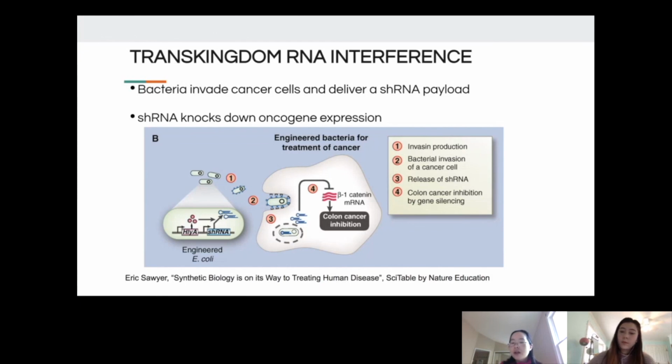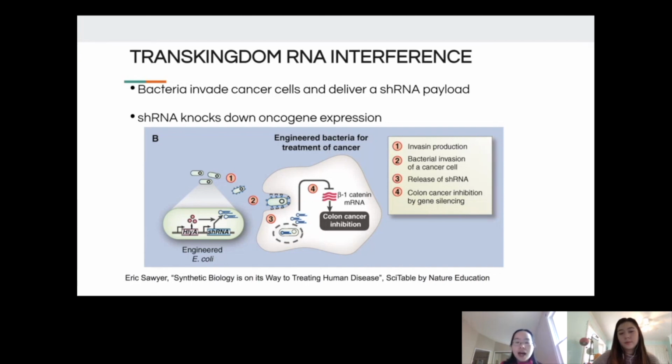Okay, so now we know what RNA interference means. What does trans-kingdom mean? Trans-kingdom is basically the idea of bacteria invading the mammalian cell. Because shRNA is an RNA, and RNA is extremely fragile and can get degraded very quickly. If you ever work with RNA in lab, if you breathe on it the wrong way, it might degrade. So it's very sensitive, and as a result, you want a pretty good mechanism to deliver the shRNA into the cells that you're trying to attack. And you can do this via bacteria.